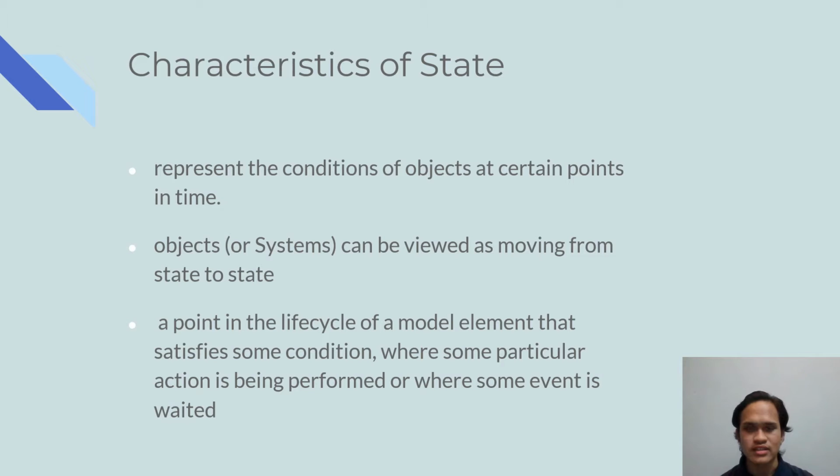So what are the characteristics of state? A state represents the condition of objects at certain points in time. It can also be viewed as moving from state to state. A state is a point in the life cycle of a model element that satisfies some condition, where some particular action is being performed or where some event is awaited.